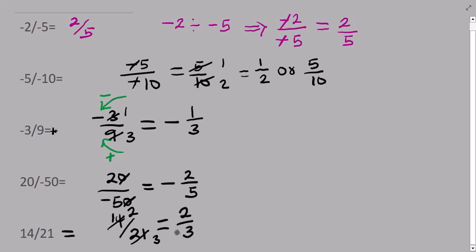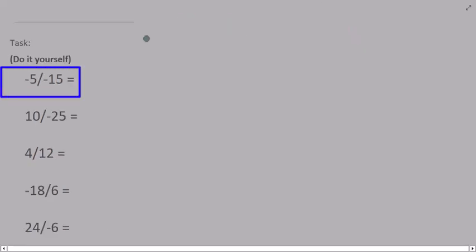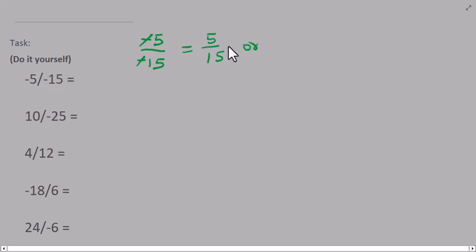Having said that, let's go and do some tasks. For the first one, we have negative 5 over negative 15. Because both values have negative signs, we can cancel out their signs to have a positive answer, and then we can have 5 over 15, or we can decide to break down. Since 5 can divide both the numerator and the denominator, 5 here is 1 and 5 here is 3. So we can also have 1 over 3 as our answer.